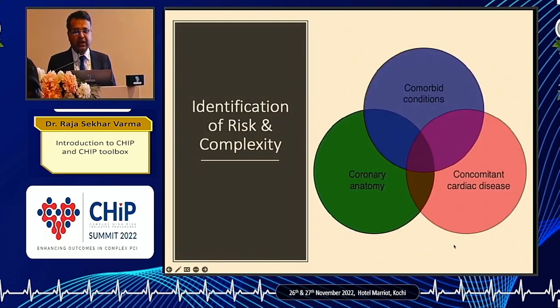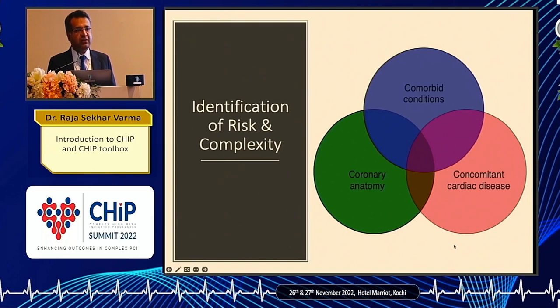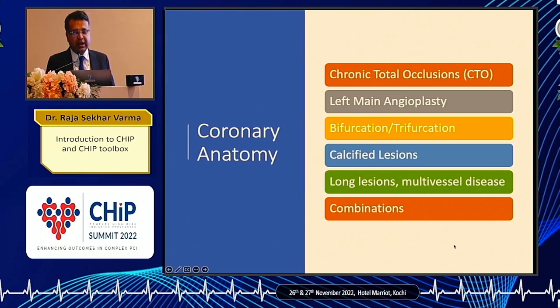So how do we identify the risk and the complexity? There are three factors. As you all know, coronary anatomy is the basic one. We also have other non-coronary concomitant cardiac disease, and in addition, we also have the comorbid conditions that the patients might present with. So looking at coronary anatomy, you have different complex subsets: chronic total occlusions, left main, bifurcation, trifurcation, or even quadrification, calcified lesions, long lesions, multivessel disease, and of course, combinations of all the above.